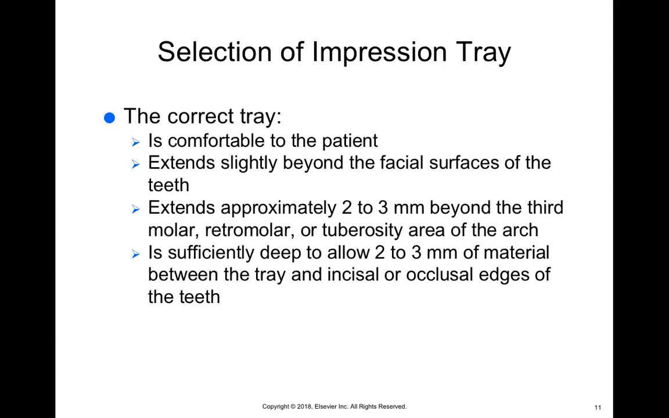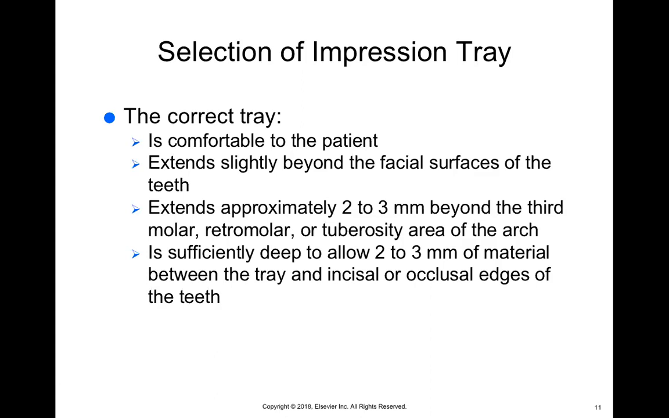Another criterion is that the impression tray should be deep enough to allow 2 to 3 millimeters of material between the tray and the incisal or occlusal edge. So if you put the tray in without any alginate material and it hits the teeth, meaning there's no space for it to go further down into the patient's mouth because it's hitting the incisal or occlusal edge of the teeth, then that tray is not big enough for the patient.